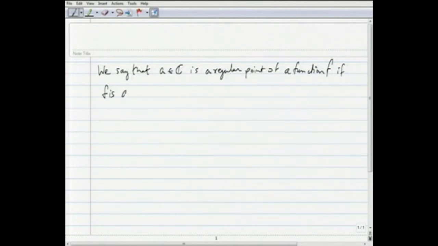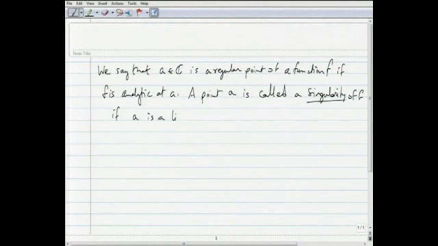Okay. So, a regular point: we say that A belongs to C is a regular point of a function f if f is analytic at A. Okay, and a point A is called a singularity of f if A is a limit point of regular points of f.